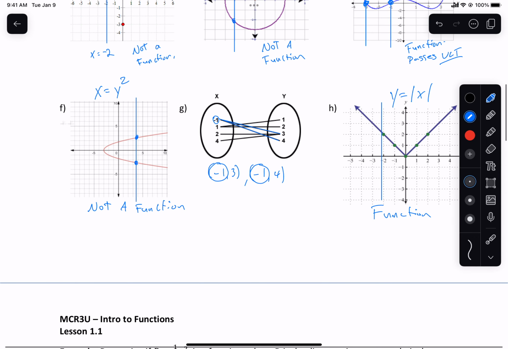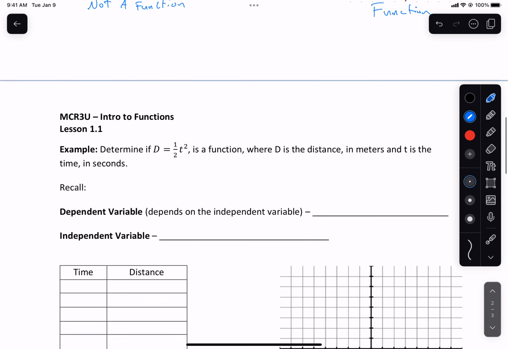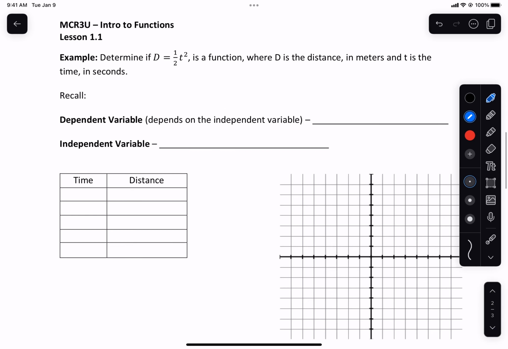Does anybody have any questions with that so far? They're okay? Okay. So when we come down here, this is going to formulate some work we do next week, being able to produce graphs from an equation. That's going to be big. But just to reiterate some other terminology, we're going to determine if this equation d equals 1/2 t squared is a function, where d is the distance in meters and t is the time in seconds.